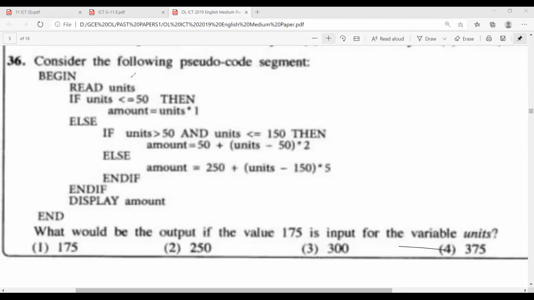Consider the following pseudocode segment. Here you can see begin, read units. Here they told us to use 175 as the value of the variable units, right? So here you can see read units, so it should be 175, right? Okay, if units is less than or equal to 50, 175 less than or equal to 50, yes or no?